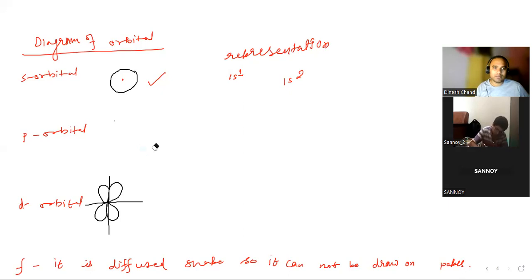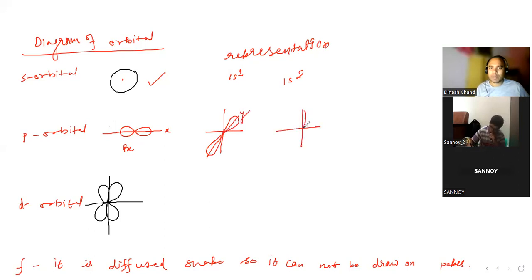See, in the case of p orbital, the lobes are along the axis. Okay, lobes are along the axis. So this becomes the px orbital. If you are writing the py orbital, you need to put the lobes of the p orbital on the axis. And for the pz orbital, you also need to put it like that. Okay, z. So x, y, z. The lobes are along the axis.